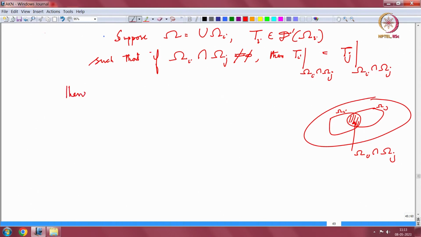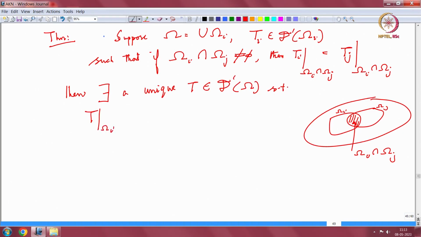this is the theorem. Then there exists a unique, this is important, unique T in D prime of omega such that T restricted to omega I is T I, for all I.